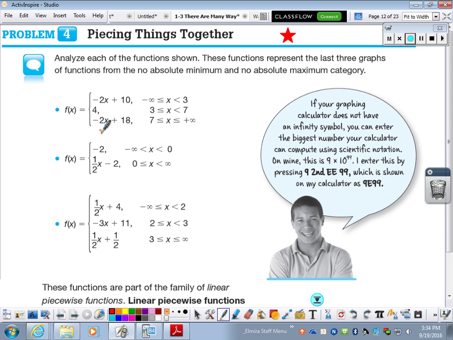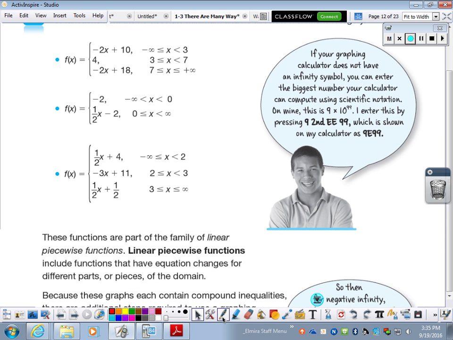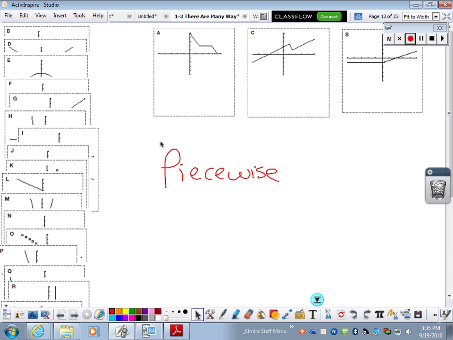Alright, then we have these things that look really complicated. There's f of x, and then there's 3 things, or sometimes 2 things, in brackets next to it. And then there's these inequalities. These things are called piecewise functions. Again, right now we're just calling them linear piecewise functions because these are all linear. But we can make a piecewise function with any kind of function, really. Alright, and here's what they look like.